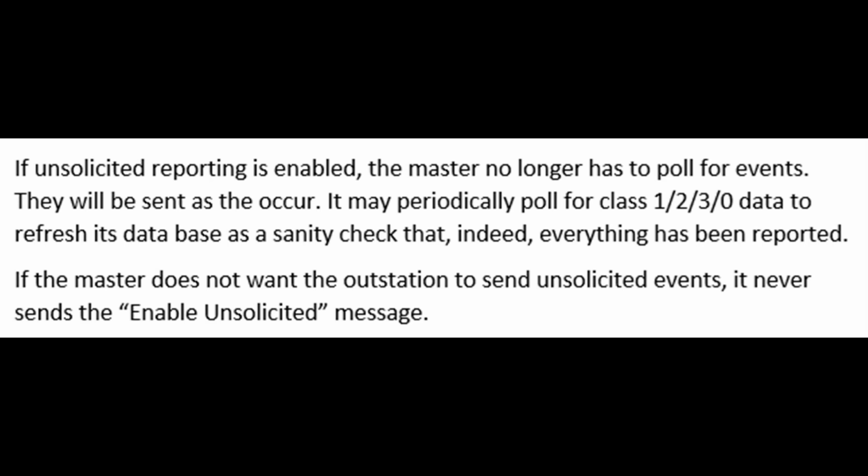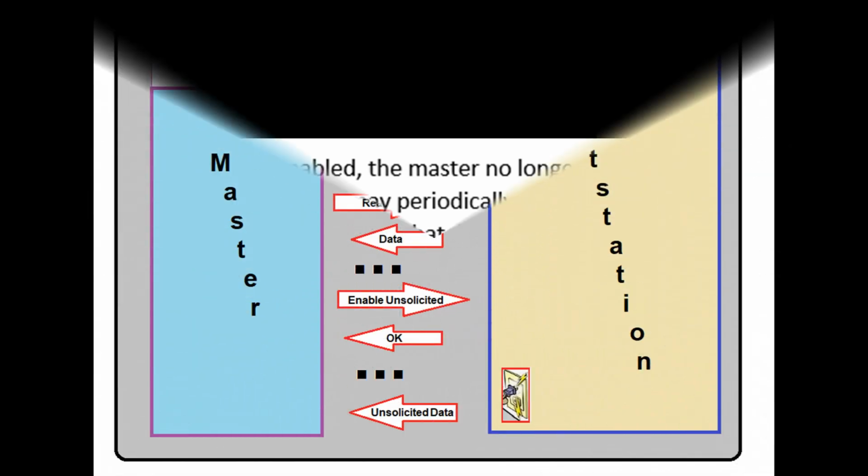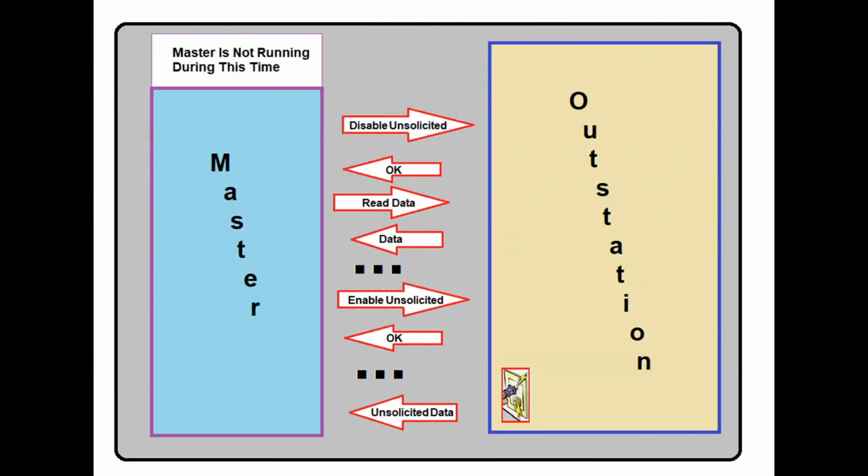If the master does not want the outstation to send unsolicited events, it never sends the enable unsolicited message. If the master restarts, that is, not the outstation, it performs the startup sequence shown above with one exception. As the first step, it sends a disable unsolicited message to the outstation. This puts the outstation in effectively the same state as if it had just restarted and had the initial unsolicited message confirmed.